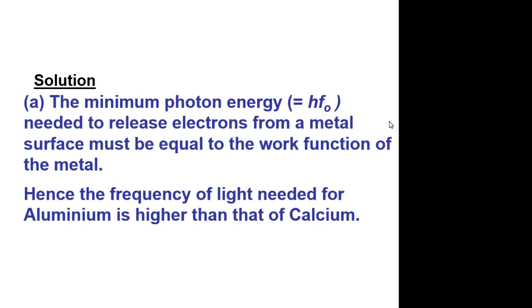Right. Part B, they ask for the minimum frequency that will produce electrons from each surface. So you just apply the equation. Work function is hf naught. But the f naught for each metal is different because their work function is different. The work function is given in terms of energy, so all you do is sub it in.